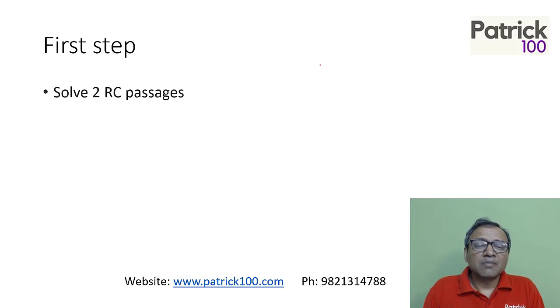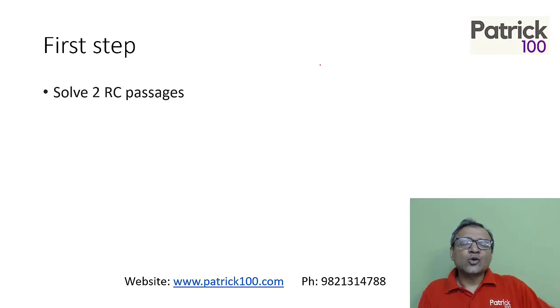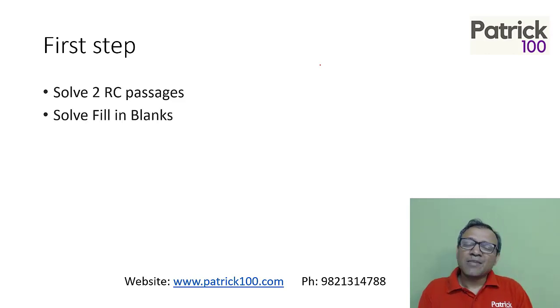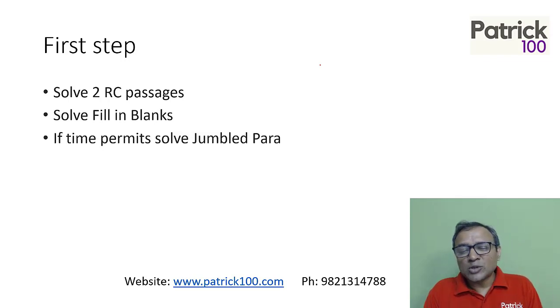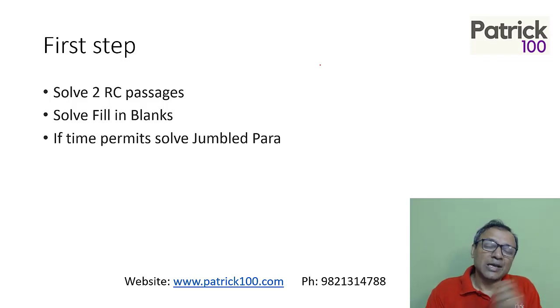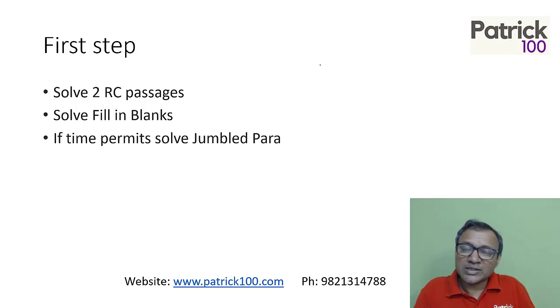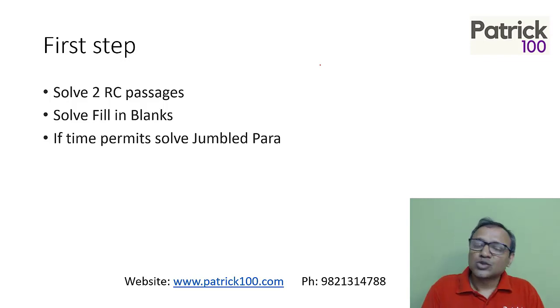The first step, when you solve: get those 2 RCs and maybe solve the fill in the blanks. Ensure that you get them accurate. If time permits, solve jumble para, purely because jumble para has no negative marks. Sometimes jumble para is really tough, and you can skip it. But if the jumble para is not too tough, comparatively shorter, solve it.